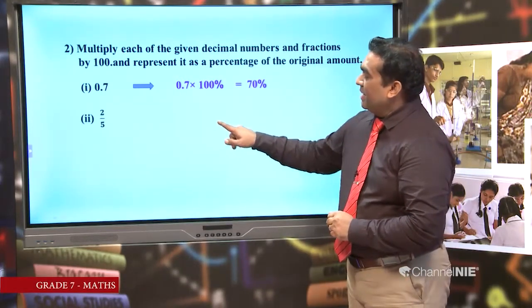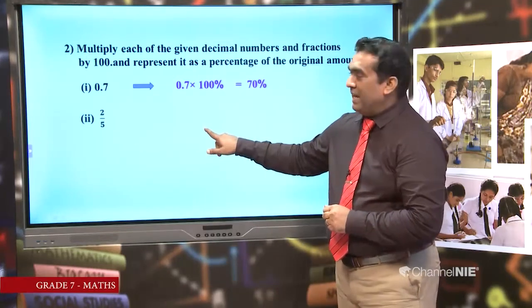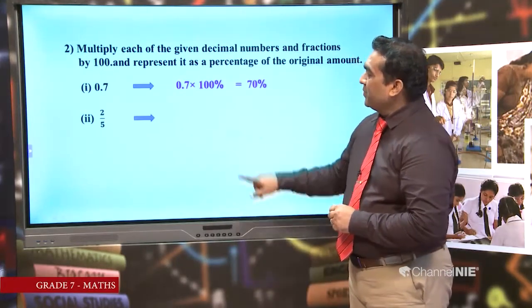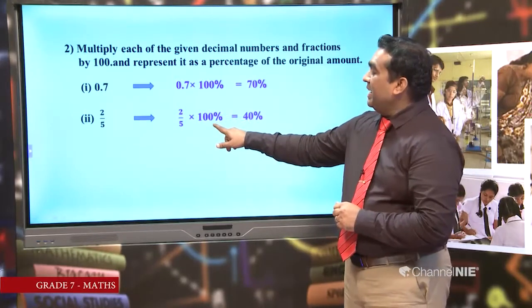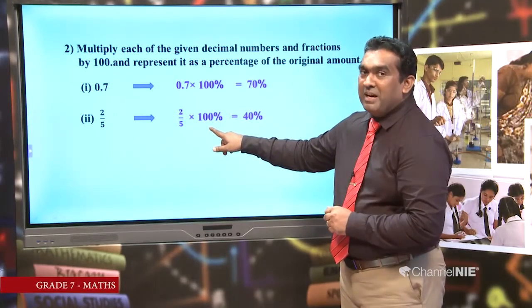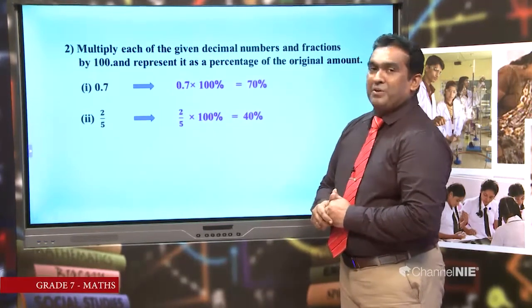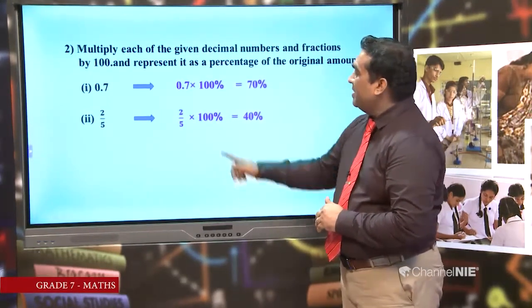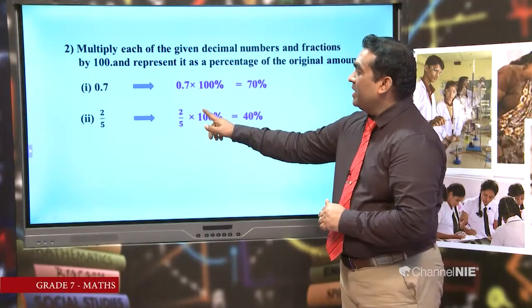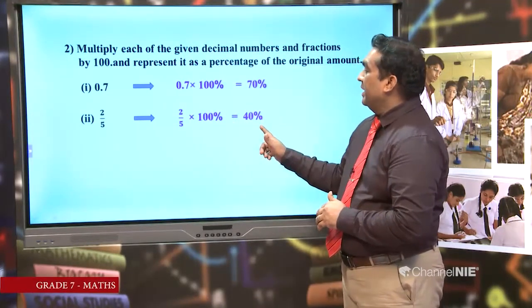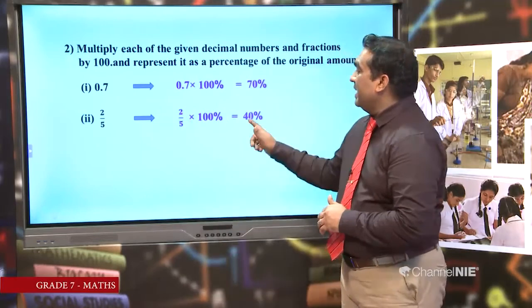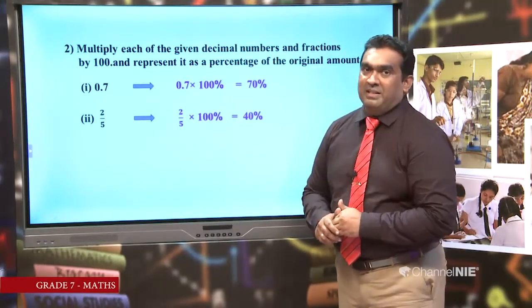Here 2 over 5. You know that 2 over 5 directly can be multiplied by 100. Then divide 5 and 100 by 5. How many 5s in 100? 20. 20 multiplied by 2, 40. Therefore, 2 over 5 is equal to 40%.